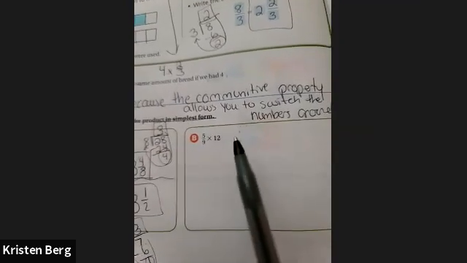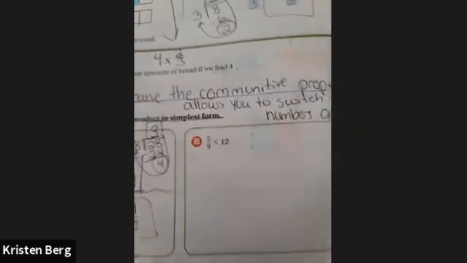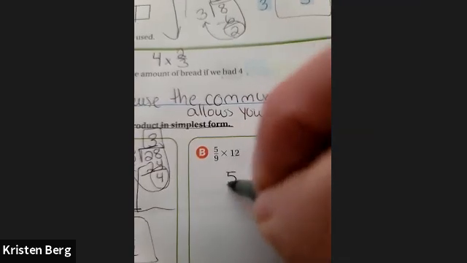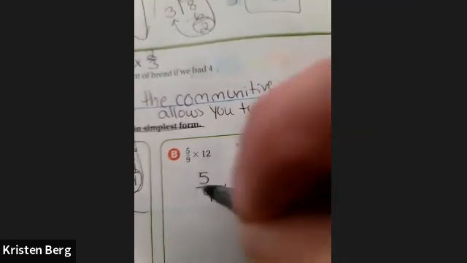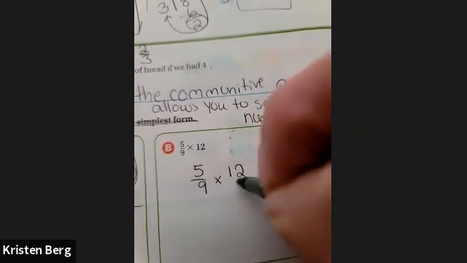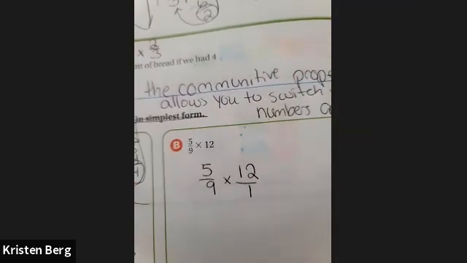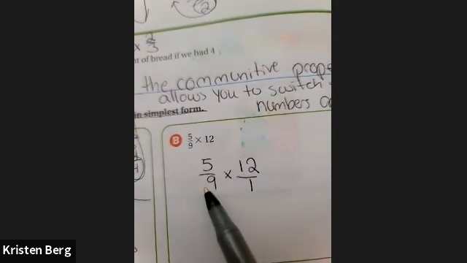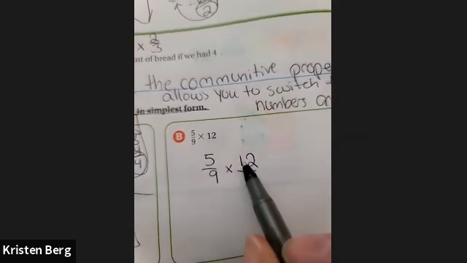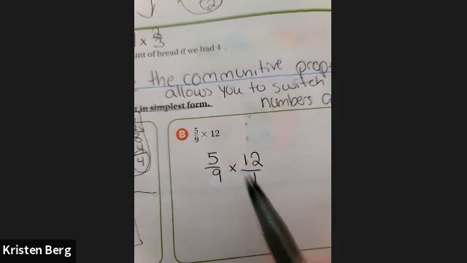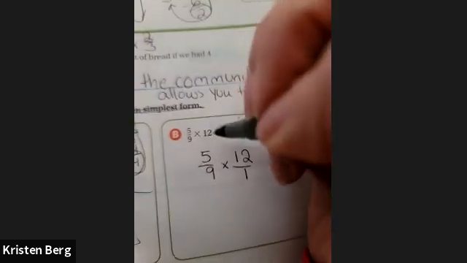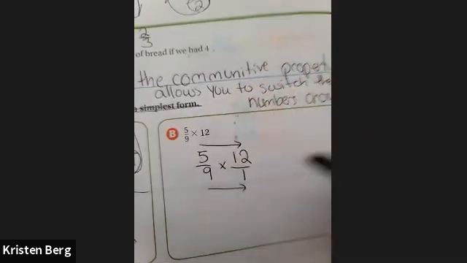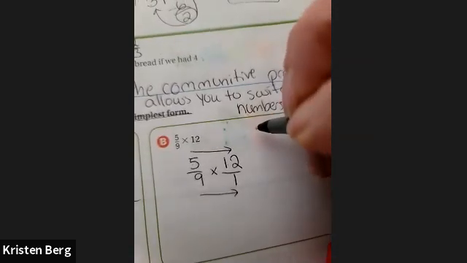All right, next, here's another one. First, I'm going to be looking for if they are both fractions, and this one is not, so I'm going to put this over 1. Then I'm going to see if a 9 can go into 12 evenly, and it cannot. So this way, 1 can go into 5 just 5 times. So I'm just going to go across and use that method since this does not go in evenly.